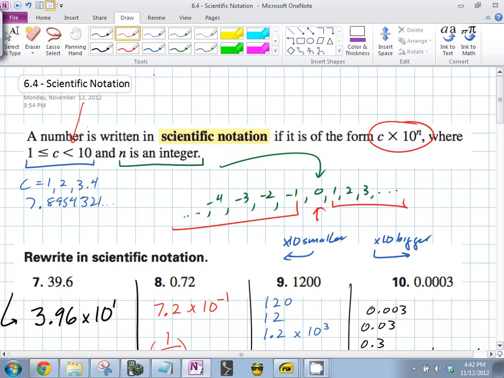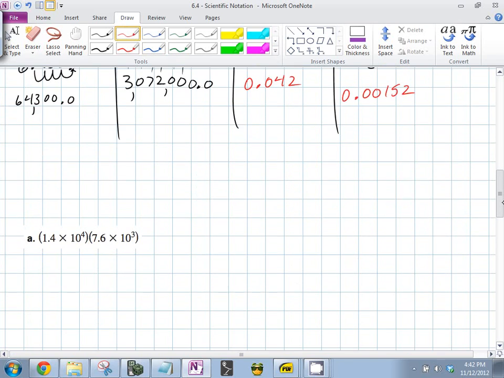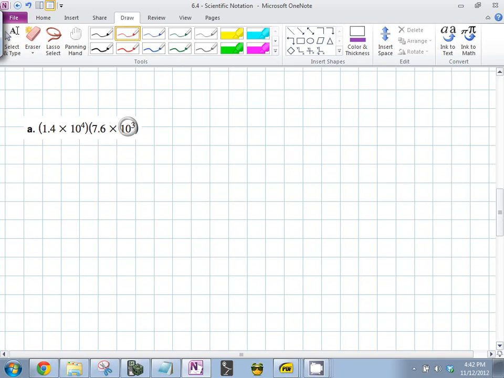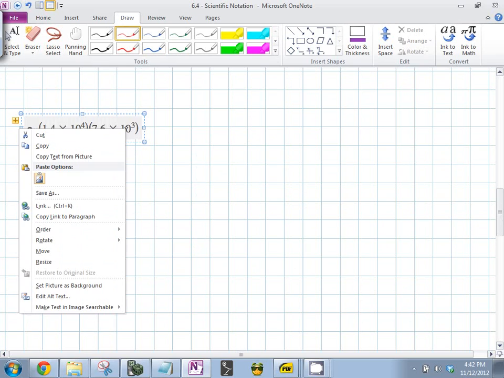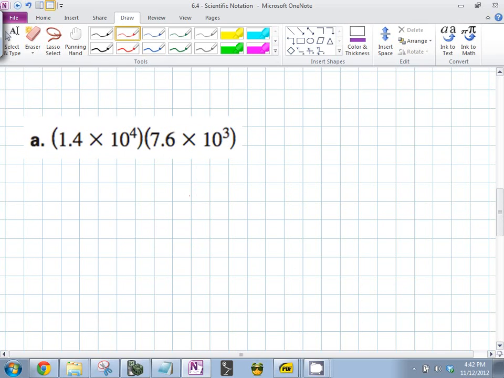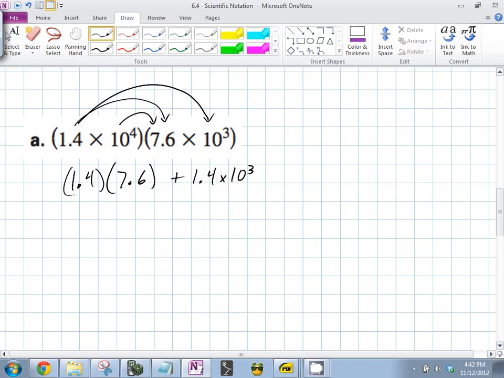So let's try some more involved questions, ones that look similar to multiplying what you've done before, and FOIL still applies. 1.4 times 7.6, and that's okay if you do it on your calculator. And you're going to add to it 1.4 times 10 to the third. You're going to add to that 10 to the fourth times 7.6. You're going to add to that 10 to the fourth times 10 to the third.